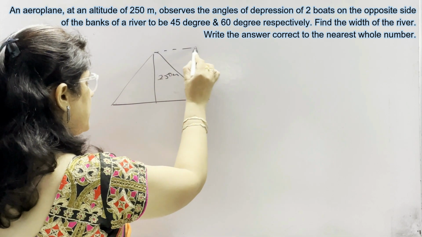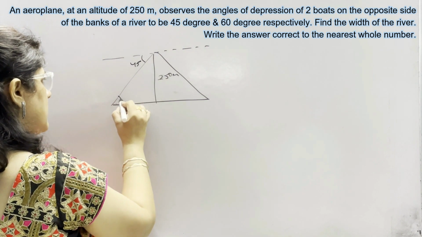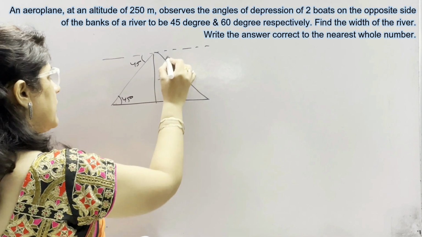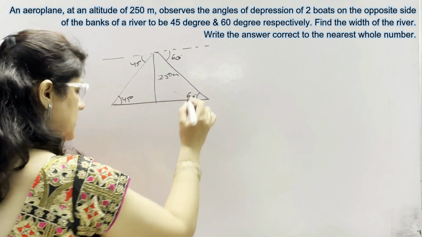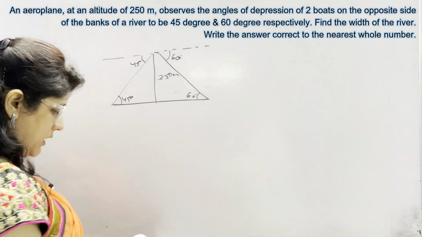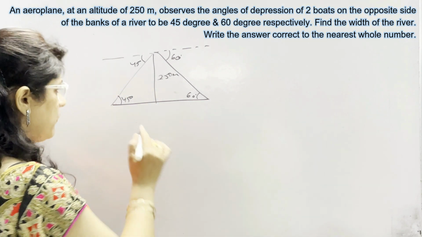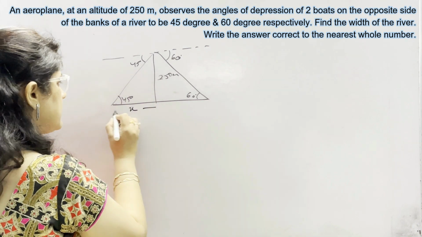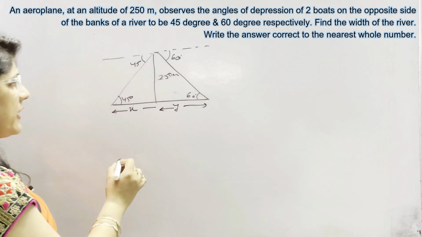These angles of depression are given, so we need to calculate like this. If this is 45, then this is 45. If this is 60, then this one is 60. Find the width of the river. This total width we need to calculate. Write the answer correct to the nearest whole number. So for the width, if one distance is x and another is y, then the total width is x plus y.